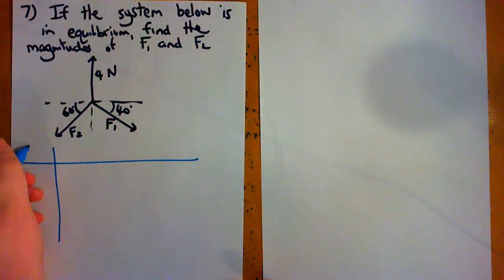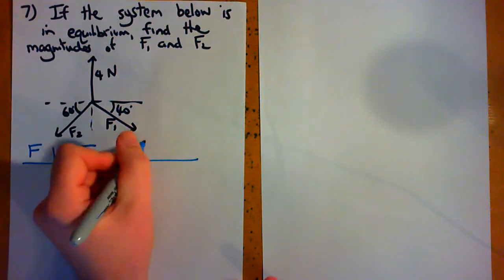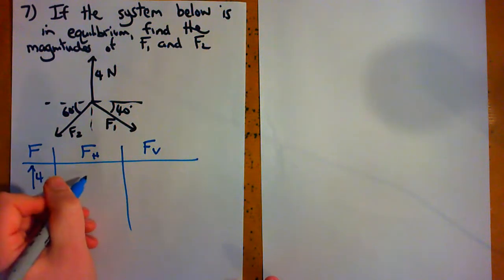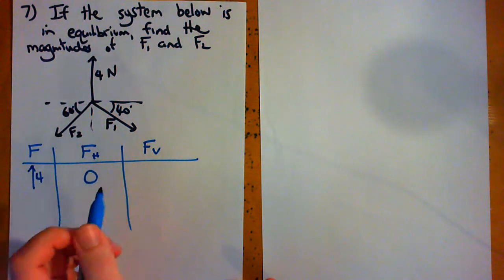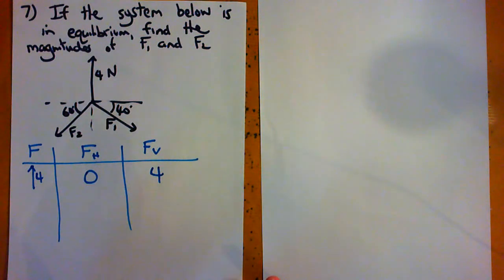So we've got a column for horizontal and a column for vertical as usual. Going upwards we have a 4 Newton force which has a horizontal component of 0 and a vertical component of 4 upwards, so positive.